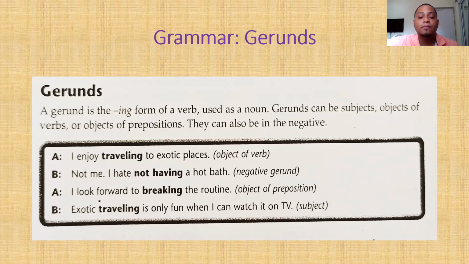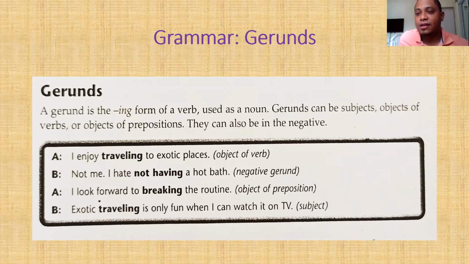Okay, now what about the second one? It says, I hate not having a hot bath. This is a negative gerund. The easiest way to form a negative gerund is adding the word not in front, and there you have it, negative.